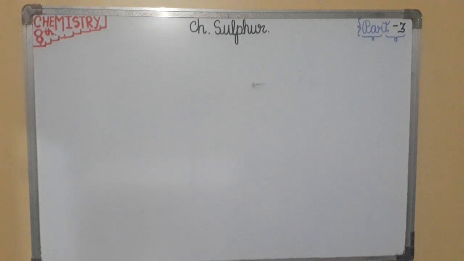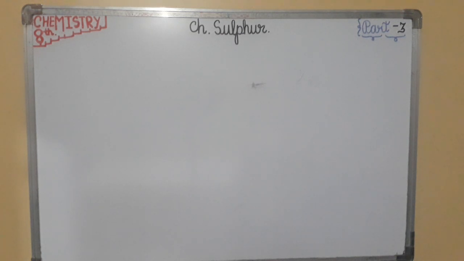Today we will learn class 8 chemistry chapter sulfur part 3. In this part we will learn the allotropy of sulfur. First of all, what is allotropy? We have learned about allotropy in detail in the chapter on carbon. Please go and check the channel, you'll find some videos on it.